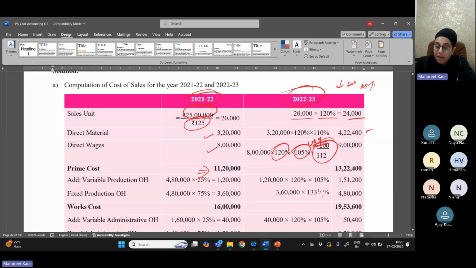Prime cost is 11,20,000 in the year 21-22 and in 22-23 it is 13,22,400. Admin overheads is 25% variable and 75% fixed according to the question. It is 1,20,000 and 3,60,000. Fixed production overhead increases by 33%. Multiply by 133%, we will get the fixed production overhead.